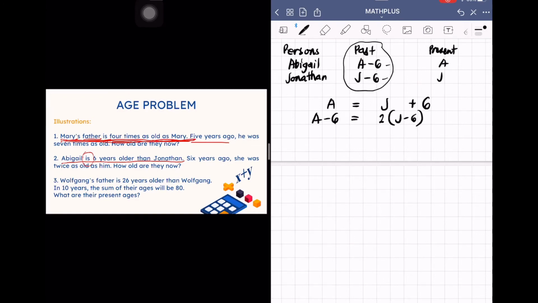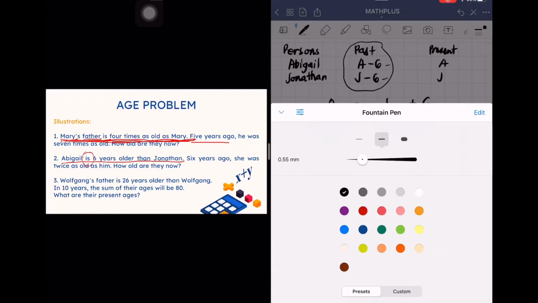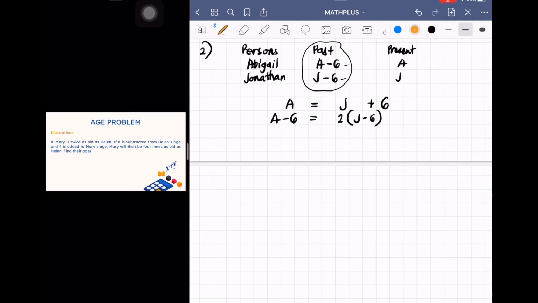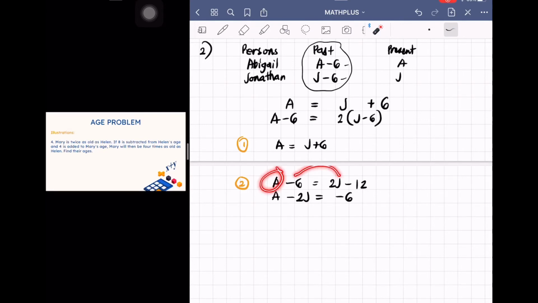Okay, I will be arranging or simplifying the equations first. So, let me have the first equation and the second equation. My first equation would be A equal to J plus 6. And my second equation would be A minus 6 equal to 2J minus 12 by distribution. So, I have A minus 2J equals negative 6 na. Right? So, that's A minus 2J. That's negative 12 plus 6. You get negative 6 for that. So, my equations will be A equal to J plus 6, A minus 2J equal to negative 6.